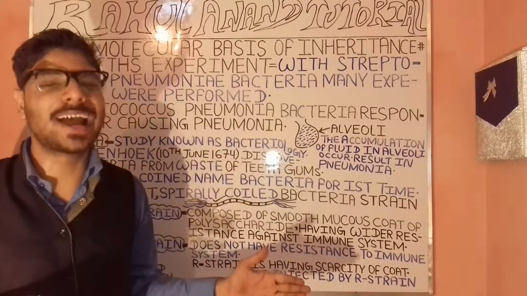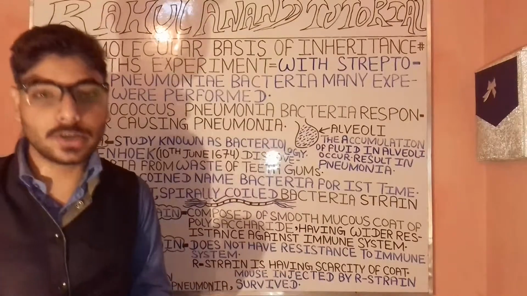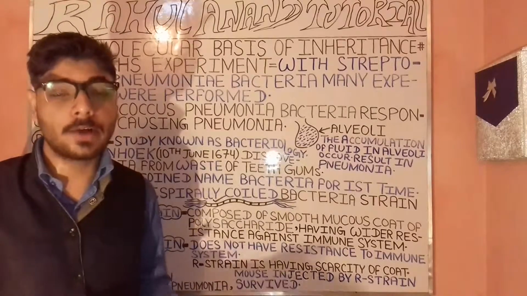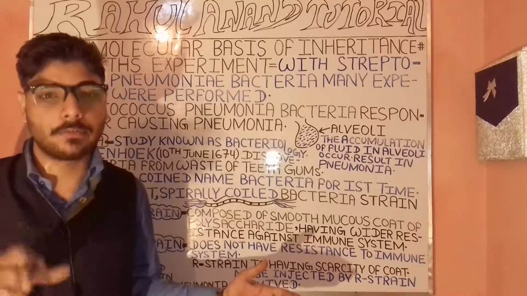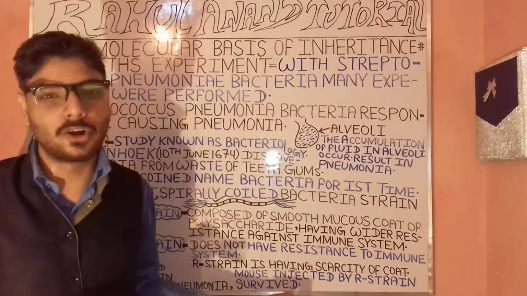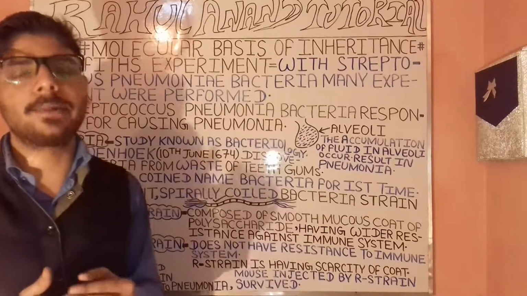You are very clear about what polysaccharide is. And in the R strain, these do not have resistance with reference to the immune system. Now, very clearly understood the role of this strain. Now let's proceed with reference to Griffith's experiment.